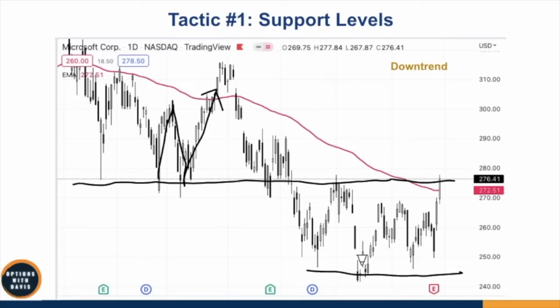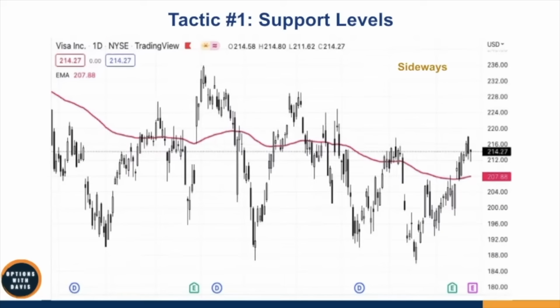As you can see, again, at the support level, it tries to break below, but then it bounced up. Again, down here is another place where it very closely was about to hit the support level, and then it bounced back up again. So again, these are good places for us to get into this short put.